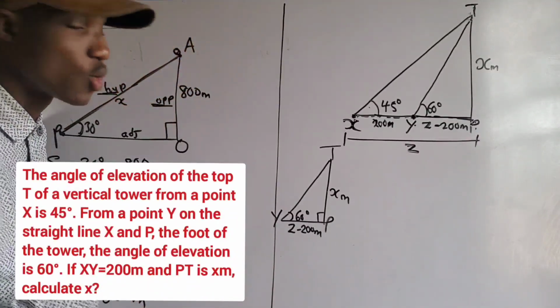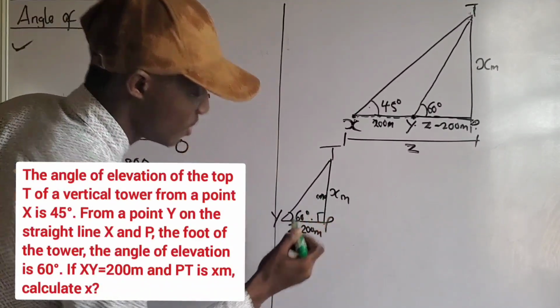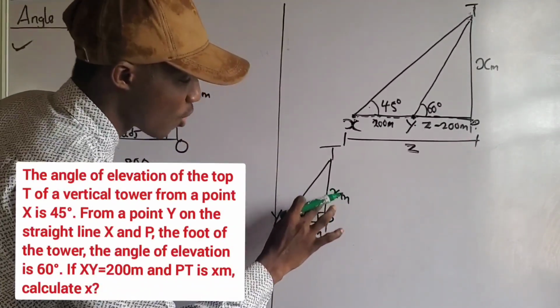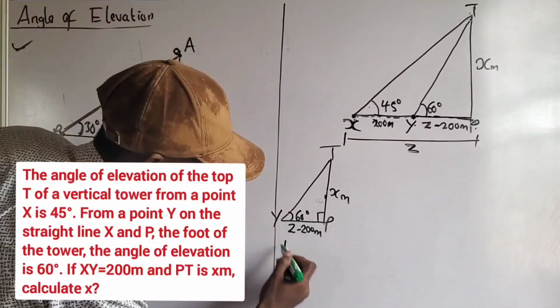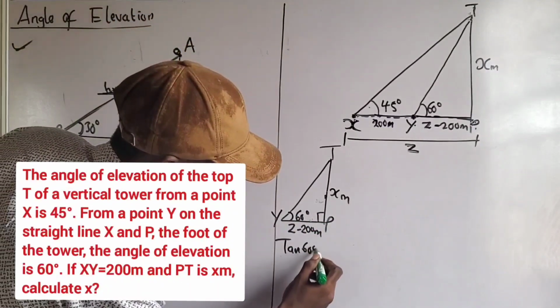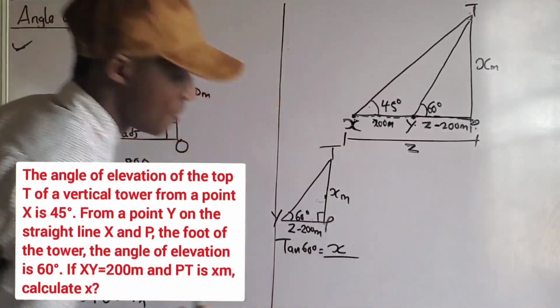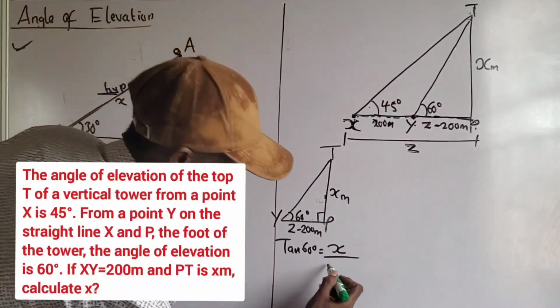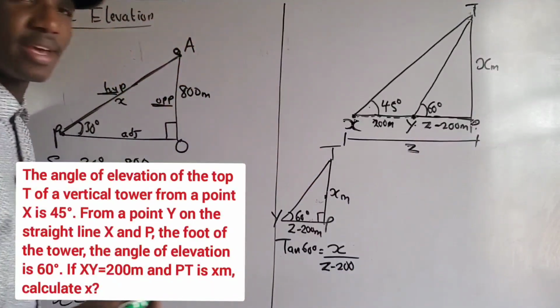What trigonometric ratio combines opposite and adjacent? That is tan. So I'm going to have tan 60 degrees equals to what? Opposite, which is X, all over adjacent. Adjacent is Z minus 200 meter.